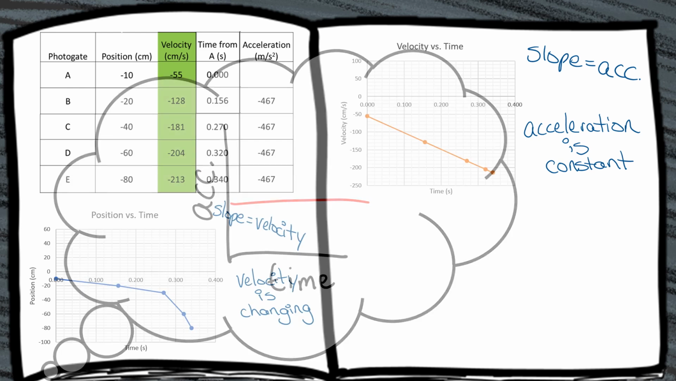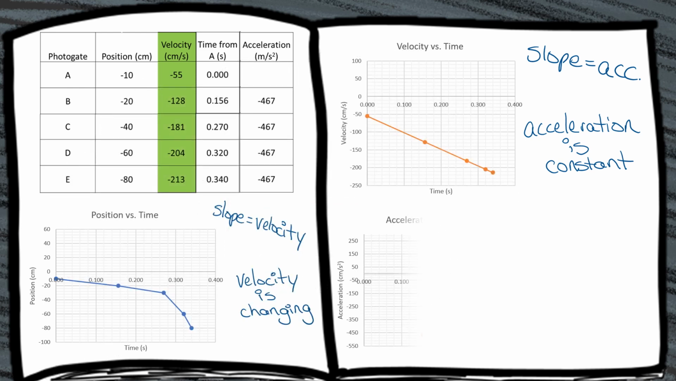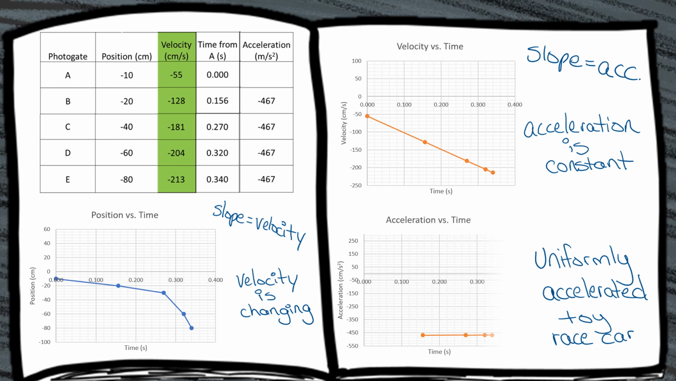That's correct, Alex. Since the acceleration stayed the same, meaning constant, or better yet, the car was uniformly accelerating, then the acceleration versus time graph would display a horizontal line at the acceleration value, which was negative 4.67 meters per second squared in this case.